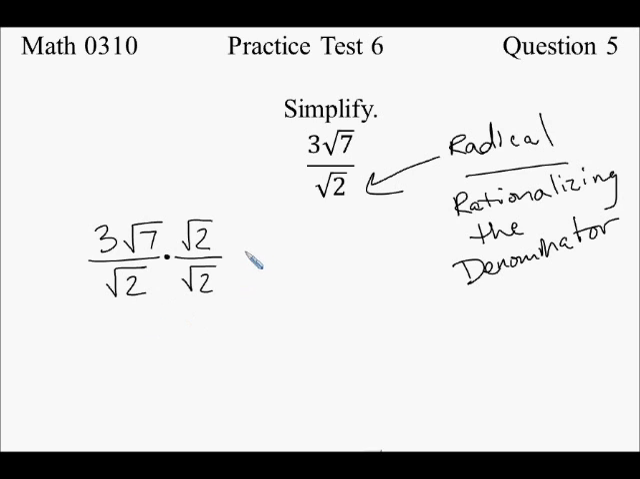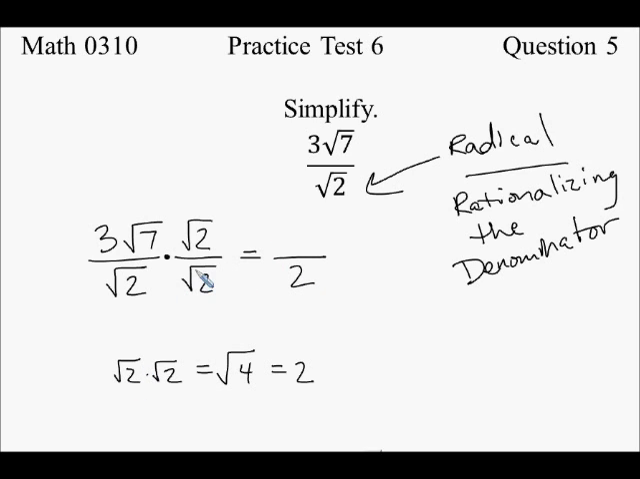The reason that helps us is because we know that the square root of 2 times the square root of 2, by our product rule, gives us the square root of 2 times 2, which is the square root of 4. And we know the square root of 4 is 2. That's another property of square roots: the square root of a number times itself is going to give us that number. So we get 2 on the bottom here.